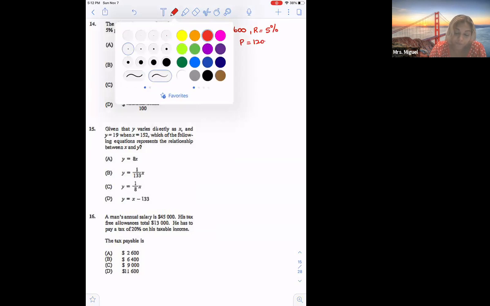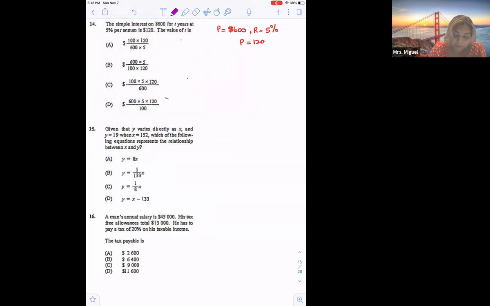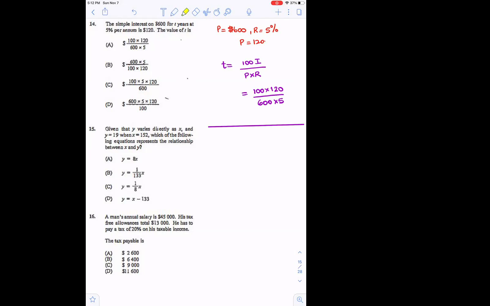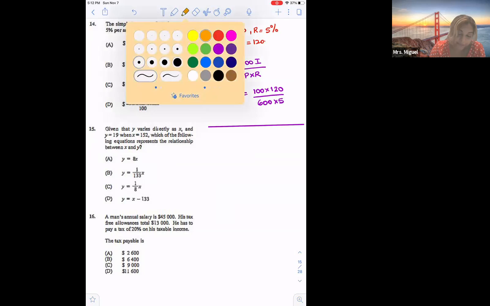So the formula for time is 100I over the principal by the rate. So it is 100 multiplied by 120 over 600 multiplied by 5. So which of the following would I choose? Which answer is the same as the one I have? A. Did you all get A?